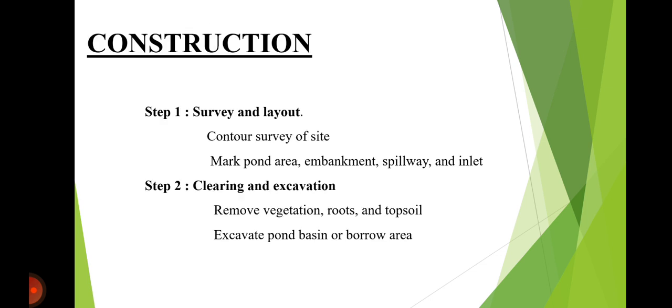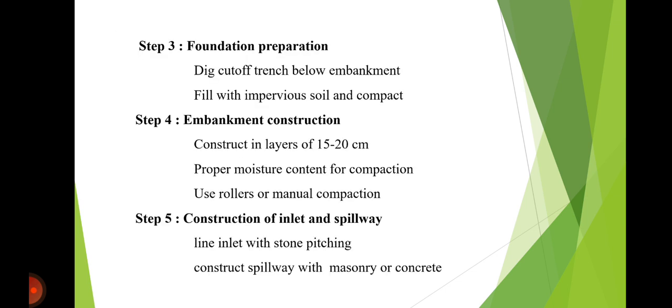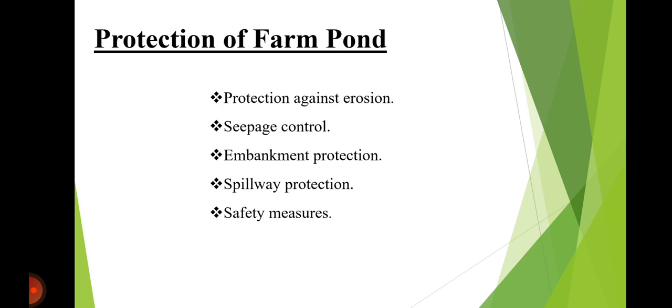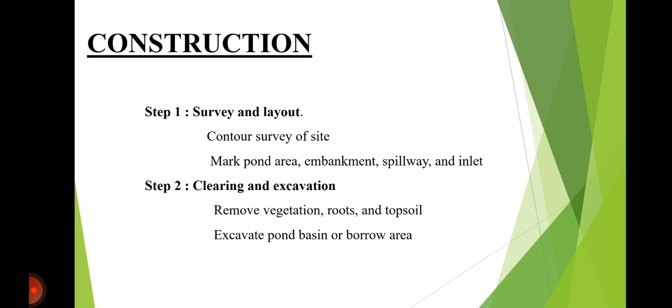Now we move on to the construction of the farm pond. So there are step by step constructions: survey and layout, clearing and excavation, foundation preparation, embankment construction, construction of inlet and spillway, lining of the pond, turfing and protection, outlet installation. So these are the construction steps of the farm ponds. First let's move on to a deep explanation about the construction of the farm pond.